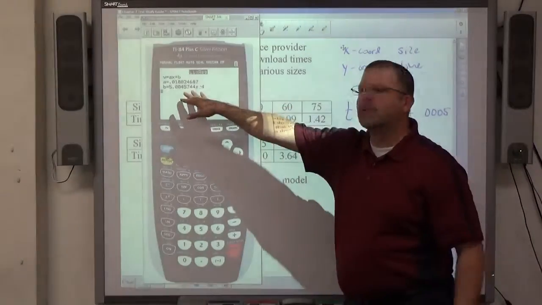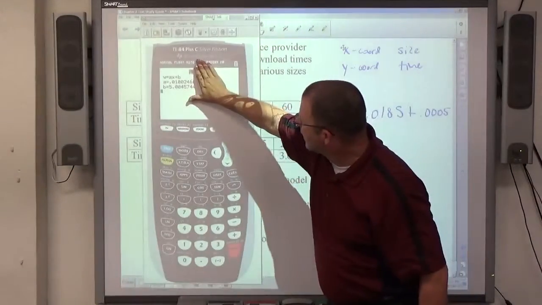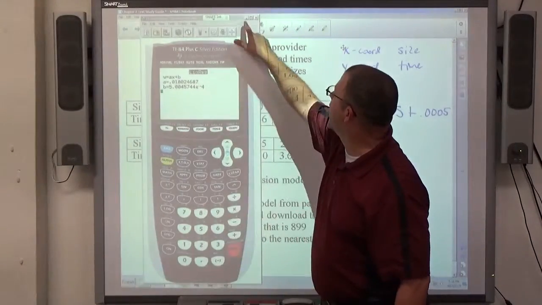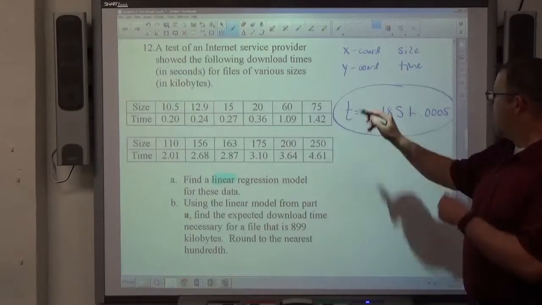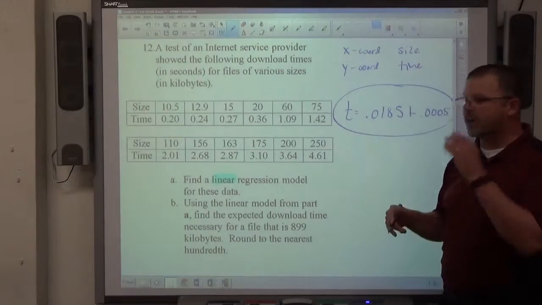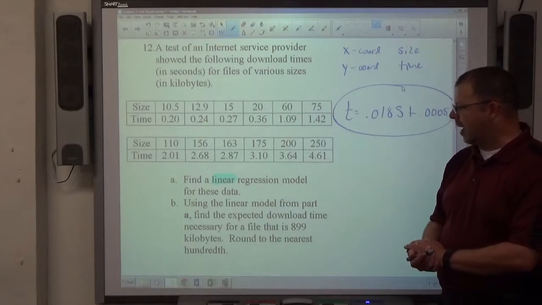Chances are on the test will be something similar where the y-intercept is going to be really, really tiny, but it's going to look like this if you don't read the whole thing. So be careful of that. And there's my linear regression model. That's part A. Type your stuff in your calculator correctly, apply the linear regression stuff, and then you do that.